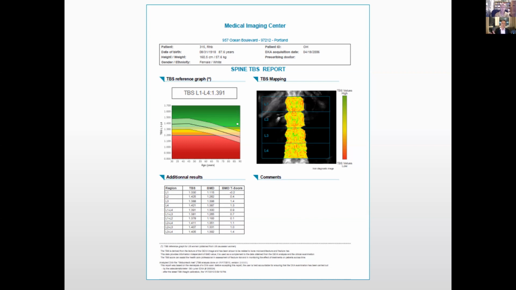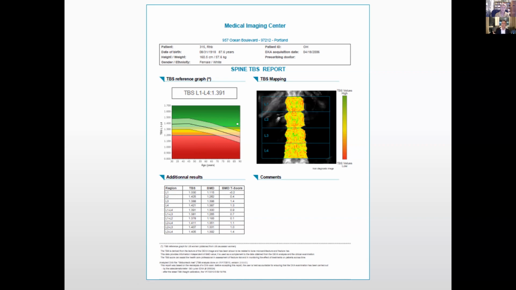Okay, so when you have calculated the TBS, this is what it looks like. It looks very much like a DXA report. You have an image where the structure of the bone overlaps the DXA image. You have a reference curve that gives you the TBS value. If you're above a certain value, you will be considered as having a good structure, a partially degraded structure, or a degraded structure. And then you will have individual values and so on. So that's what the current report looks like.